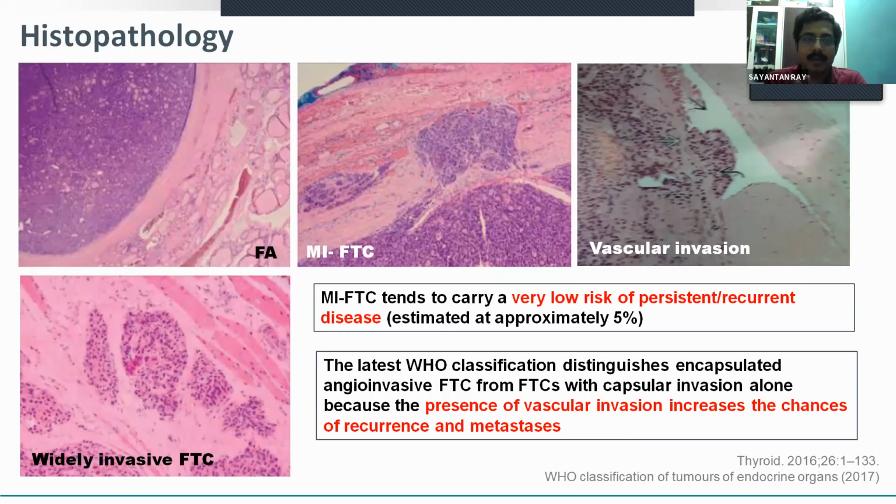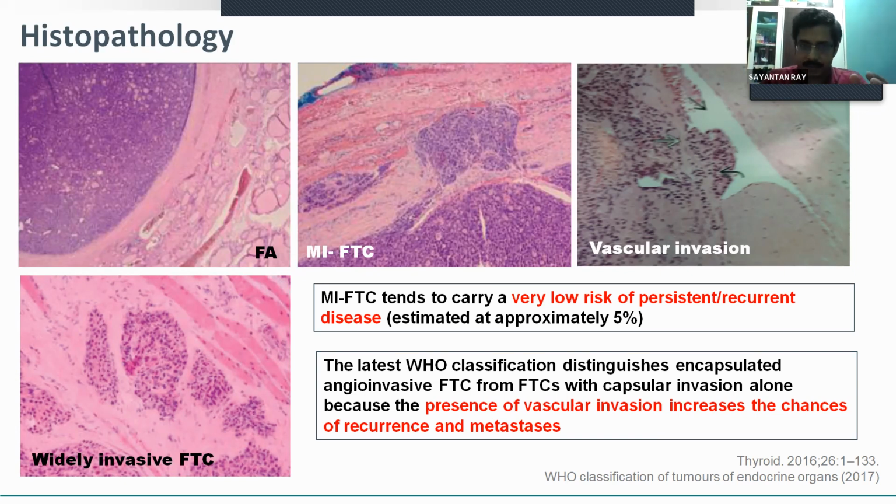Now, these are stunning pictures from histopathology slides. On the upper left is a follicular adenoma. You can appreciate here an intact capsule. The second one is minimally invasive, with microscopic foci of capsular invasion. The third one is angioinvasion, tumor cells invading the vascular space, which may be present with or without capsular invasion. And the last one is widely invasive follicular thyroid cancer invading the extrathyroidal tissue.